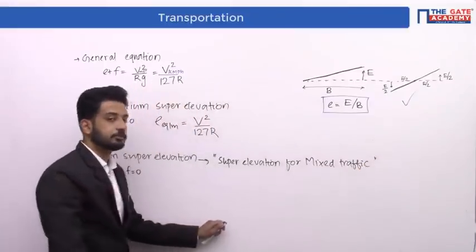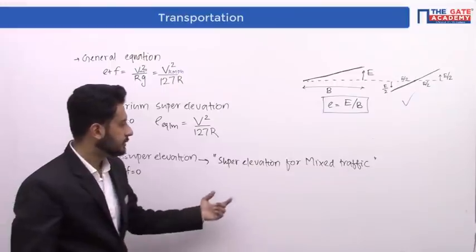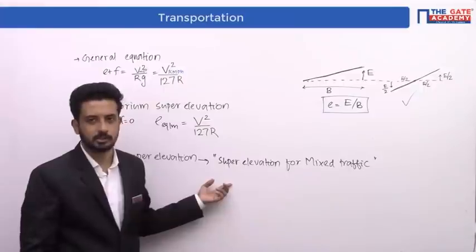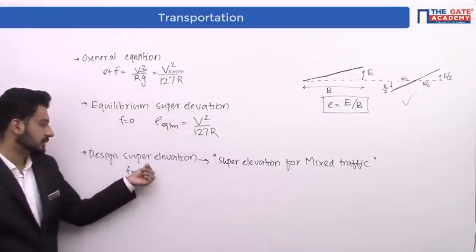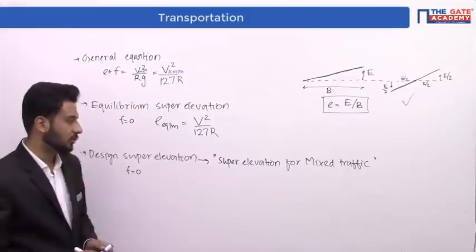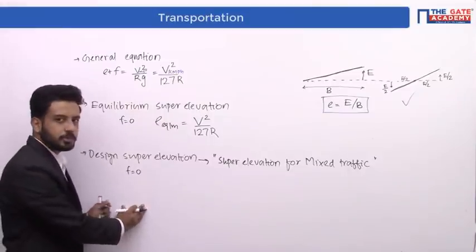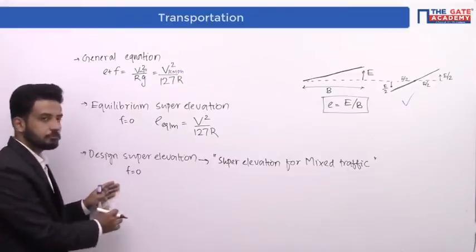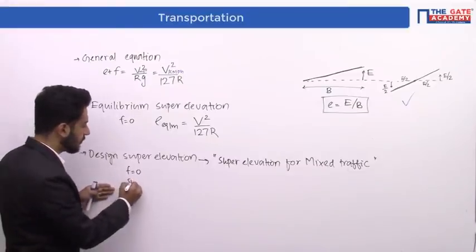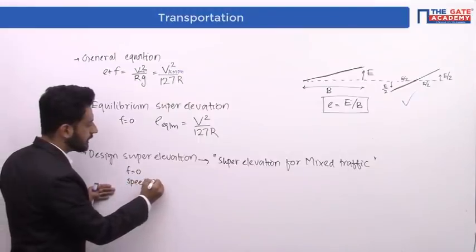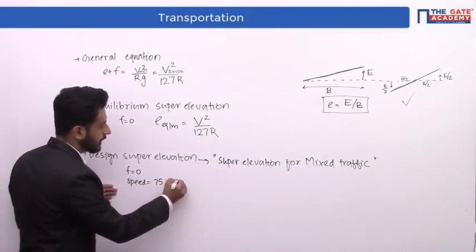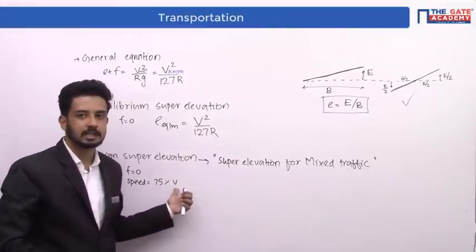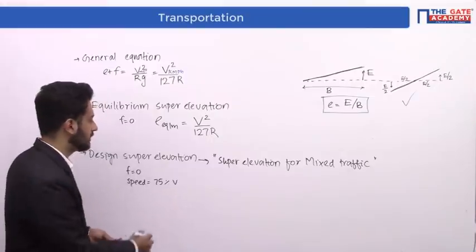The superelevation for mixed traffic. If they are using this term in the question, it actually means they are asking you the design superelevation. In this design superelevation also, we'll take the value of F as 0, and we will take the speed as 75% of design speed. Okay.